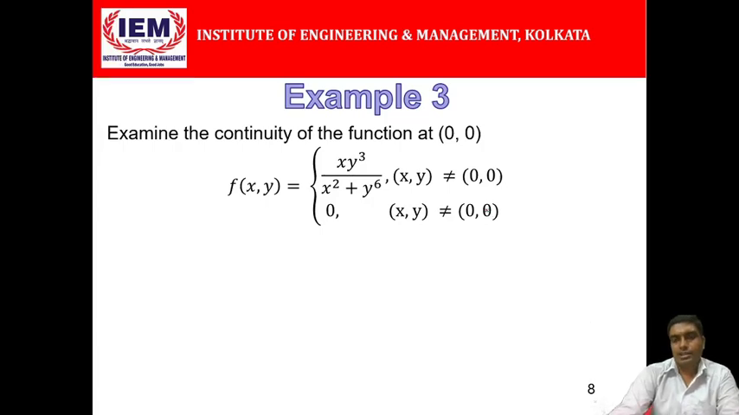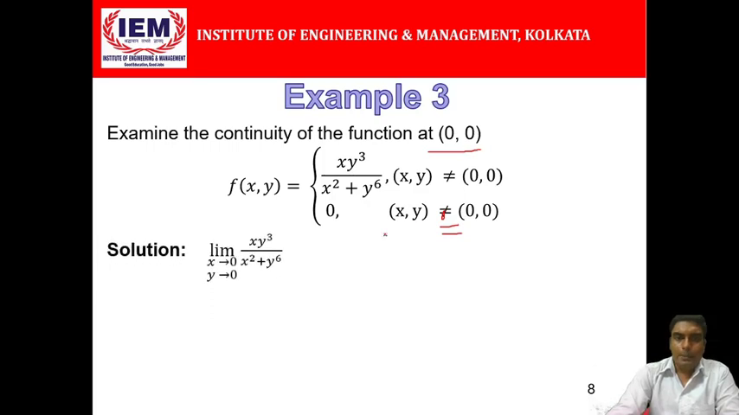Now take another example. We have this function xy cubed by x squared plus y to the power 6 when (x, y) is not equal to 0, 0, and 0 when (x, y) equals 0, 0. We have to find the continuity at the point 0, 0.